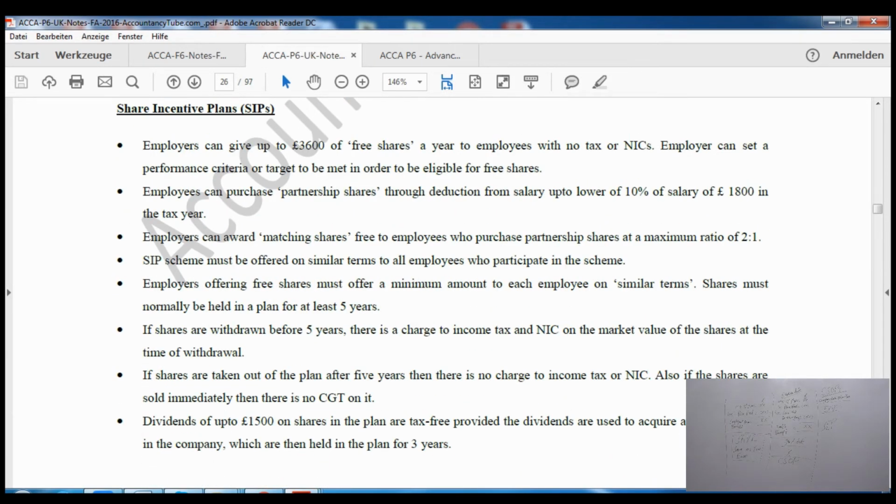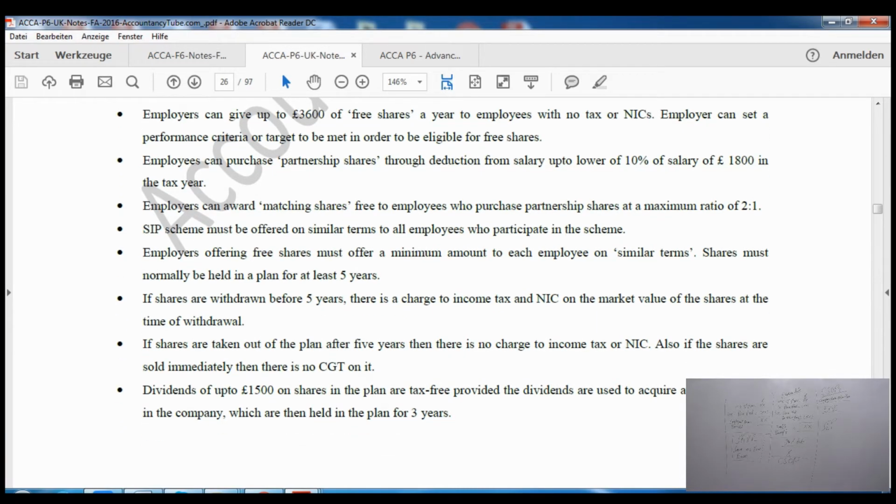Now the last scheme is a SIP scheme, which is a share incentive plan. And in this one, what happens is that the employee is given up to £3,600 worth of shares, and it will be free of tax and national insurance contribution.